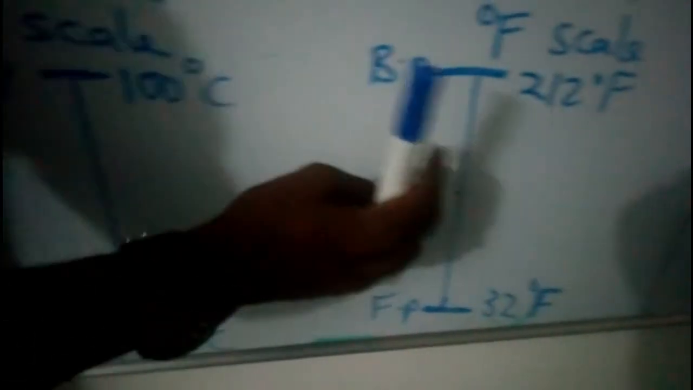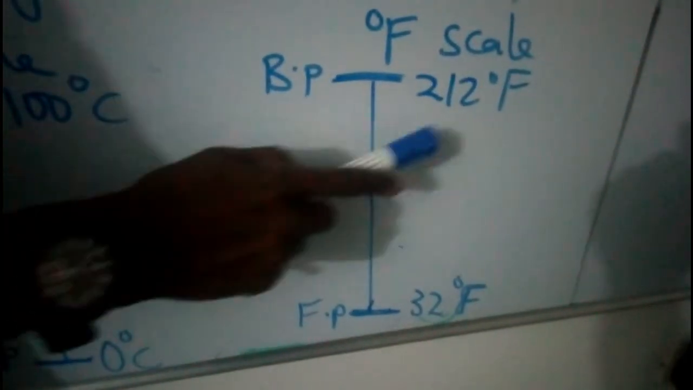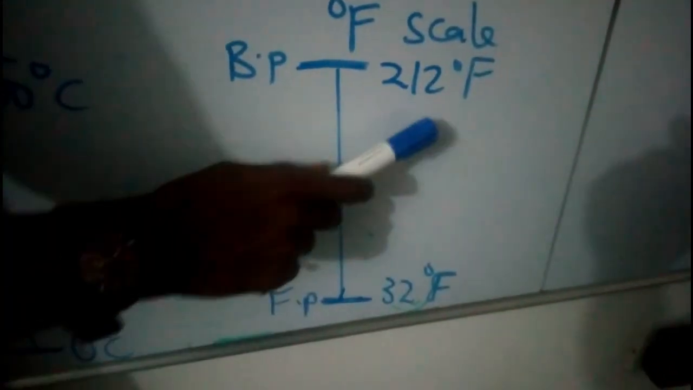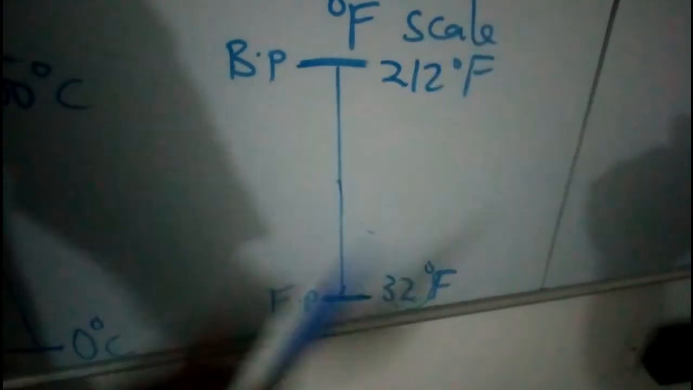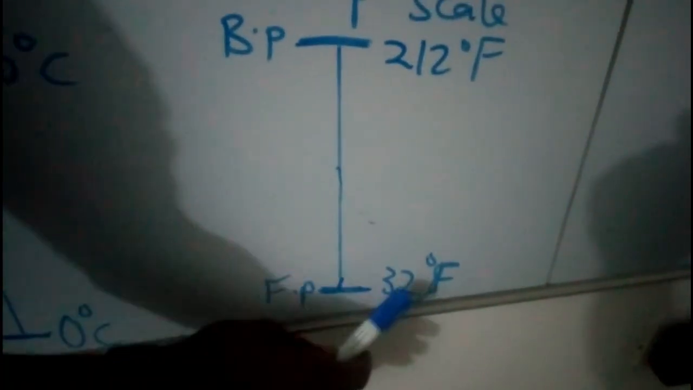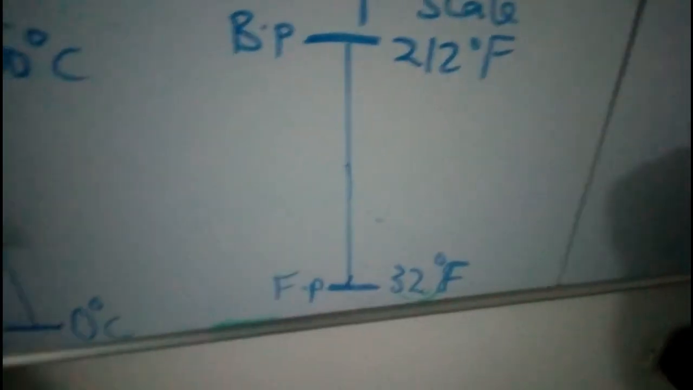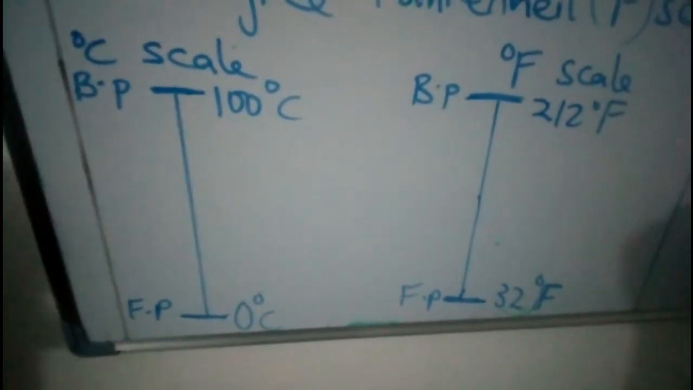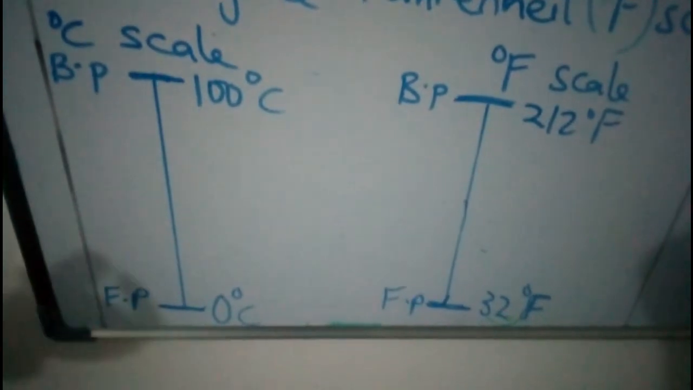On the other hand, for degree Fahrenheit, the boiling point is 212 degrees Fahrenheit. This is the temperature water gets to on this particular scale and it starts boiling. While the freezing point is 32 degrees Fahrenheit. Okay, the last thing I would like us to compare about these two scales is their division.